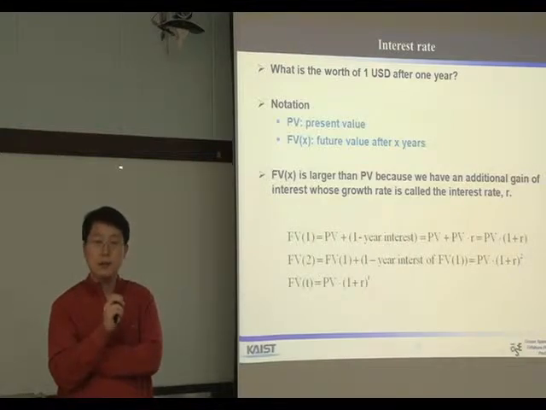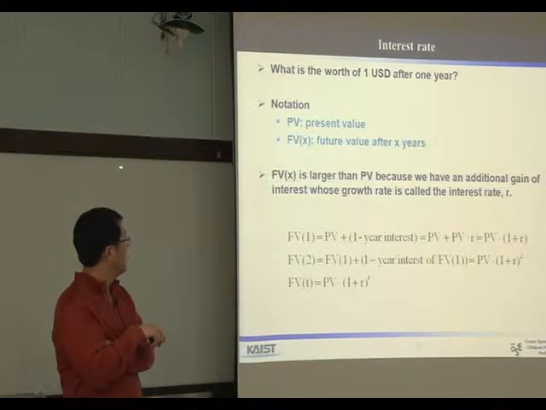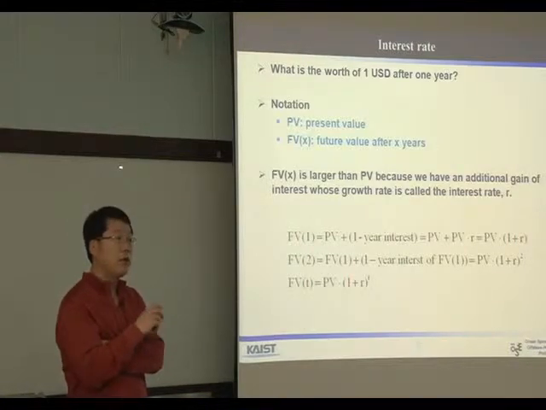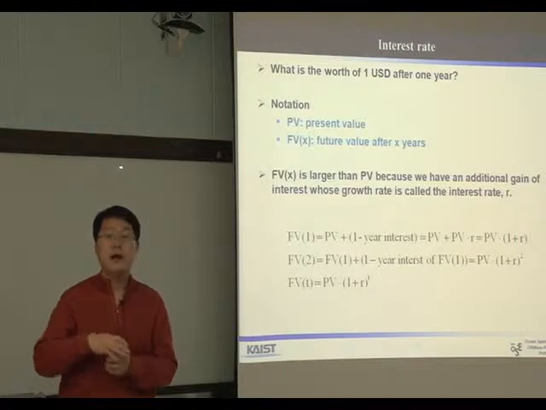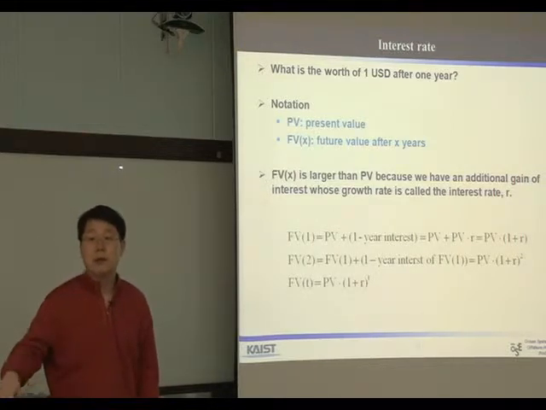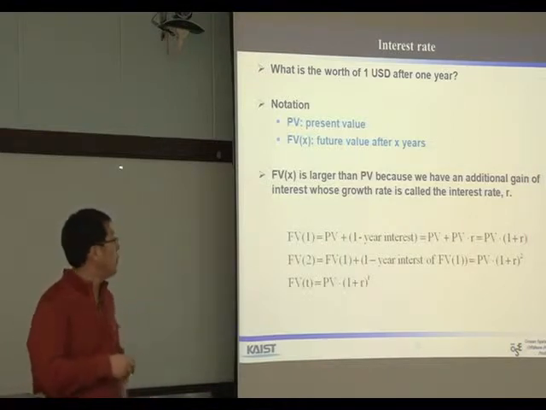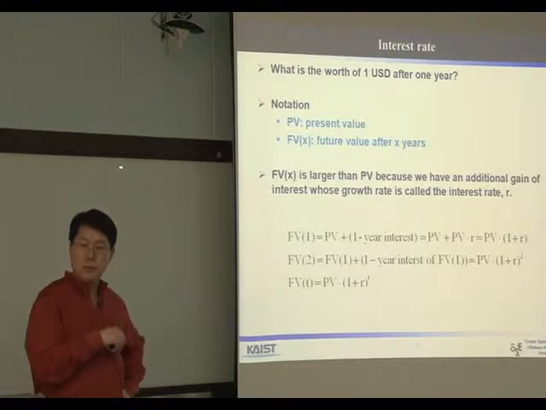This is the concept. This is the reason why we deposit our money in the bank. $1 after 2 years later, we have this kind of relationship. So it's kind of growth of our money in the bank with the rate of R, interest rate R. I think you already know this relationship.